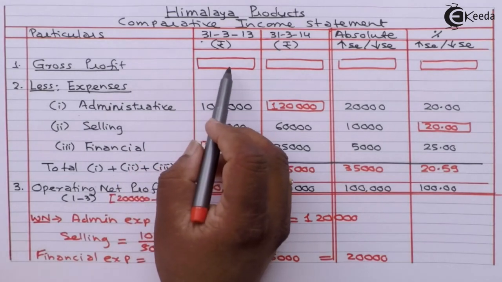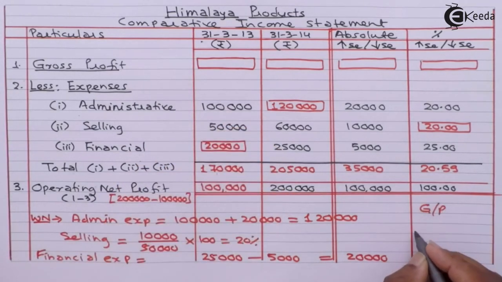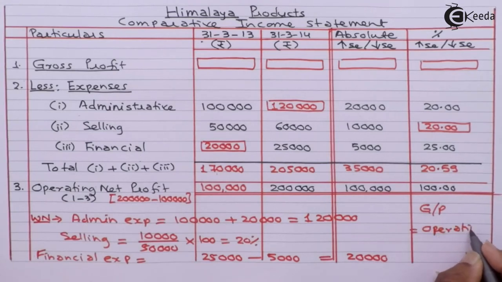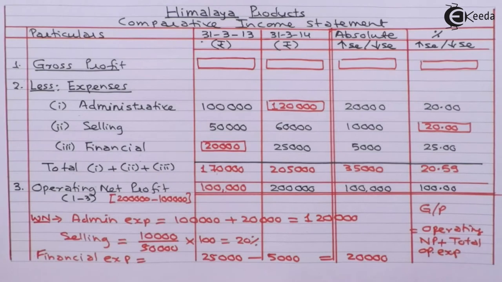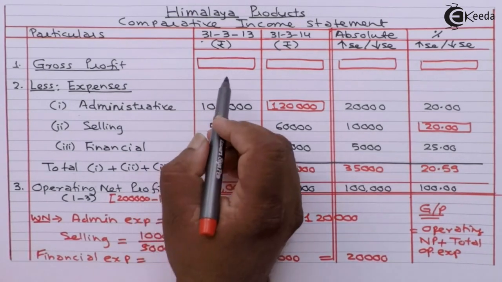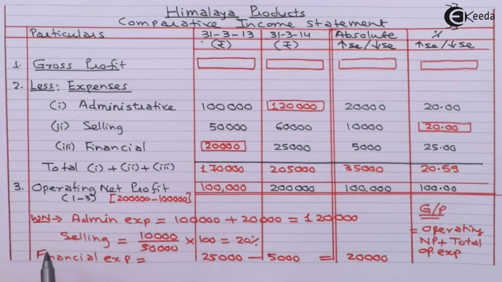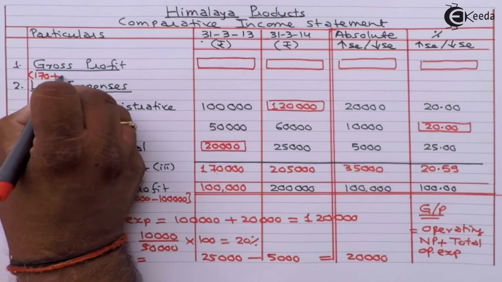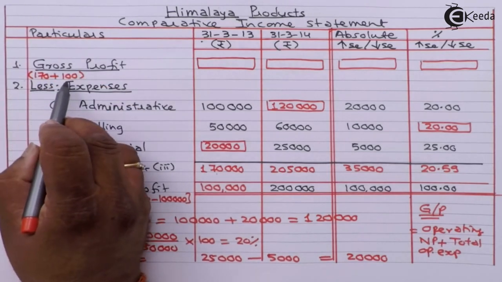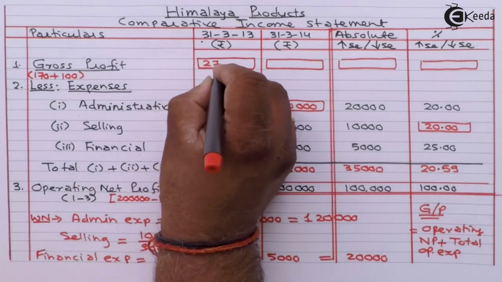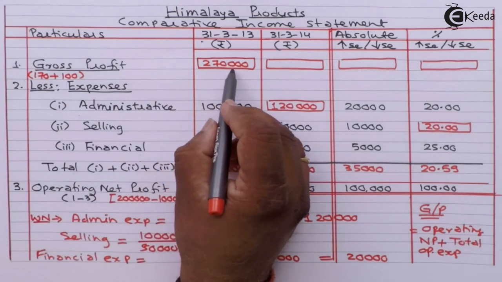Now we are required to find out gross profit. Gross profit will be calculated as gross profit is equal to operating net profit plus total operating expenses. Here in this case, total operating expenses 1,70,000, operating net profit 1 lakh. So 1,70,000 plus 1 lakh, it's 2,70,000.